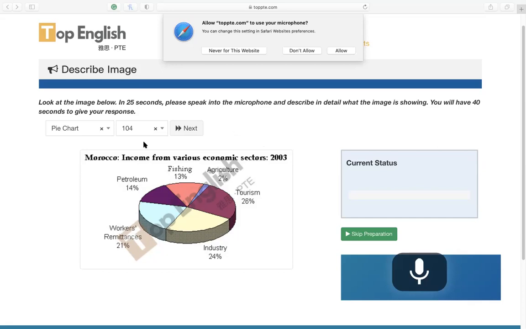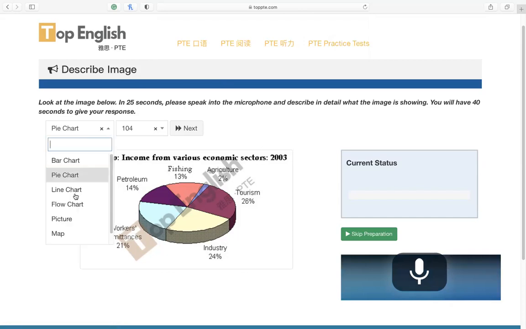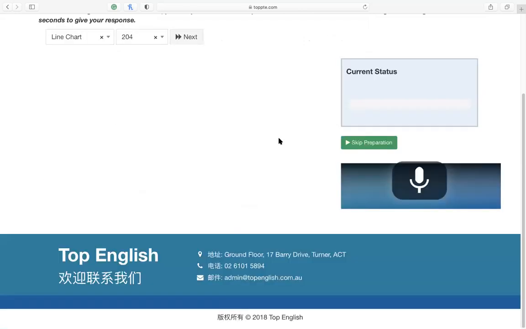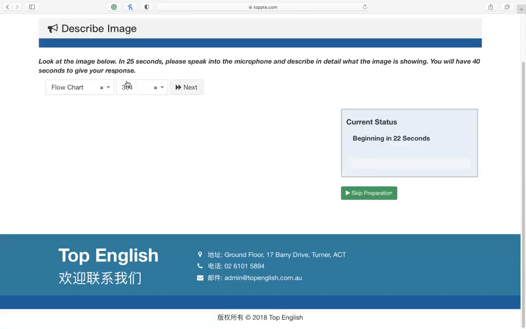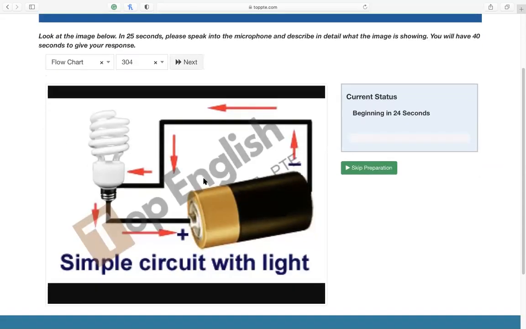Okay, good. Okay, let's do another one. Line chart is very similar to bar graph, so we wouldn't do that. We will do flow chart.